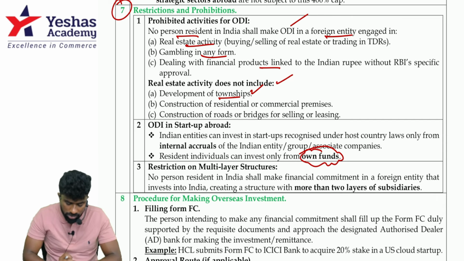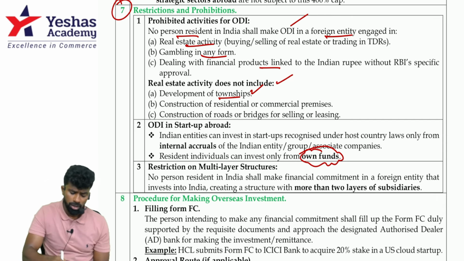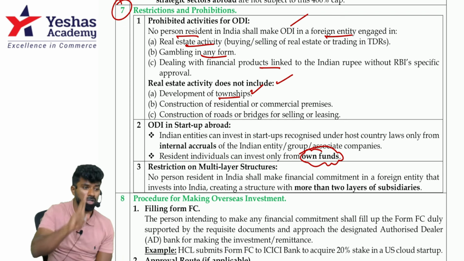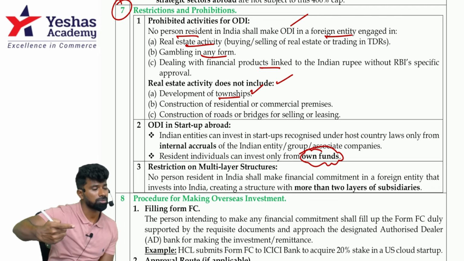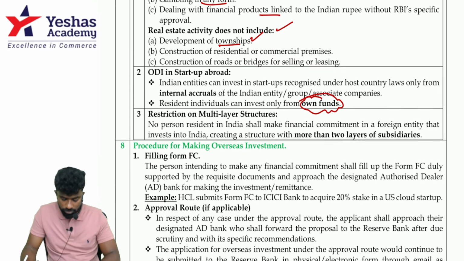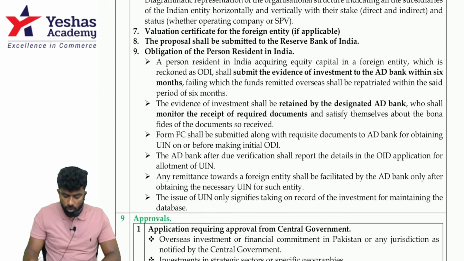Next one, restrictions on what? Multiple layers. This you must be knowing. In the Companies Act, we have restrictions on layers of subsidiaries. Maximum how many layers is allowed? 2 layers. Subsidiary, subsidiary, subsidiary should not go beyond how many layers? 2 layers.